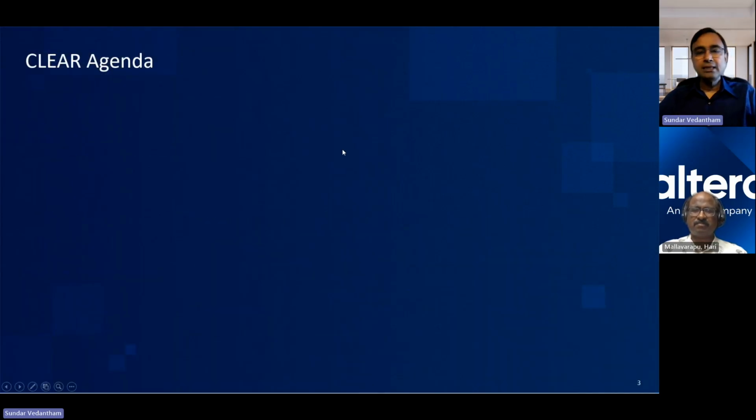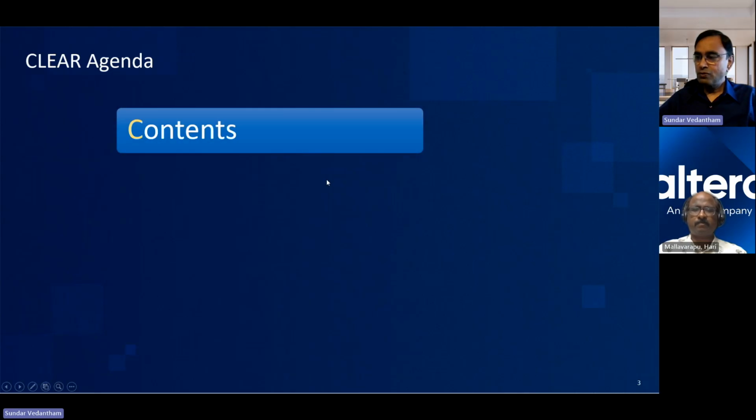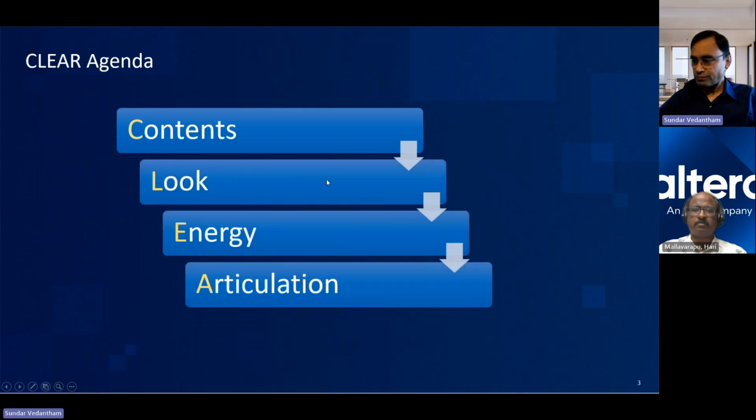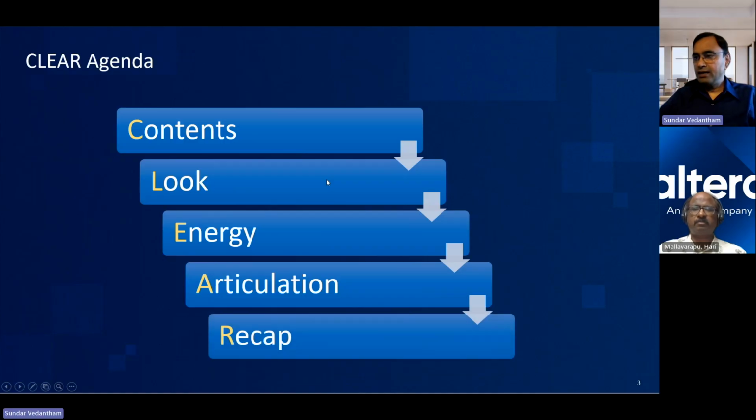Just to make an easy mnemonic to remember, I created this clear agenda. So we are going to talk about CLEAR that you should follow. And in each one of these areas, we will elaborate more on how your presentation should have good content. How do you make sure it looks good? How do you bring in a lot of energy? What are the details that you should pay attention to in articulating your thoughts? And then how to provide a good recap, right?